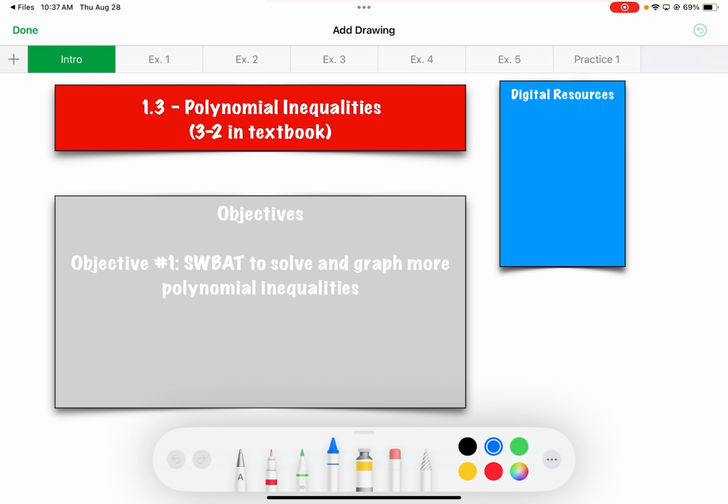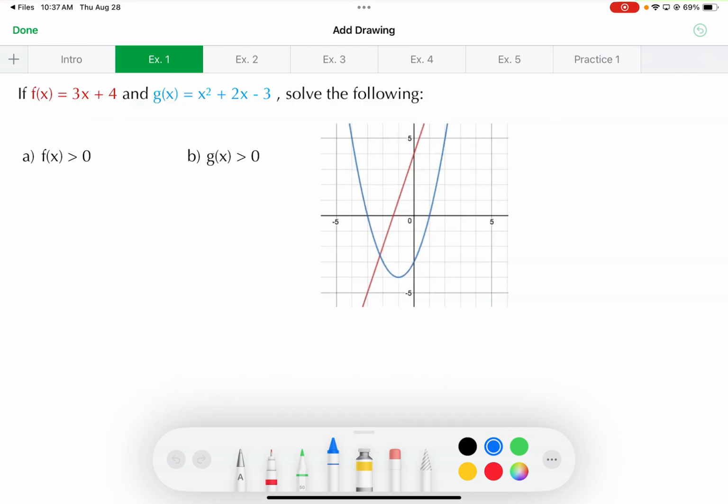So the sole objective today, when we walk out of here, we should be able to solve and graph a polynomial inequality, all right? So let's go to example 1. I'm actually going to start off with just a linear inequality to help us visualize how the solution set matches our graphs, okay? So I have two functions up there. F of x in red, it's linear, and then g of x in blue is quadratic, all right?